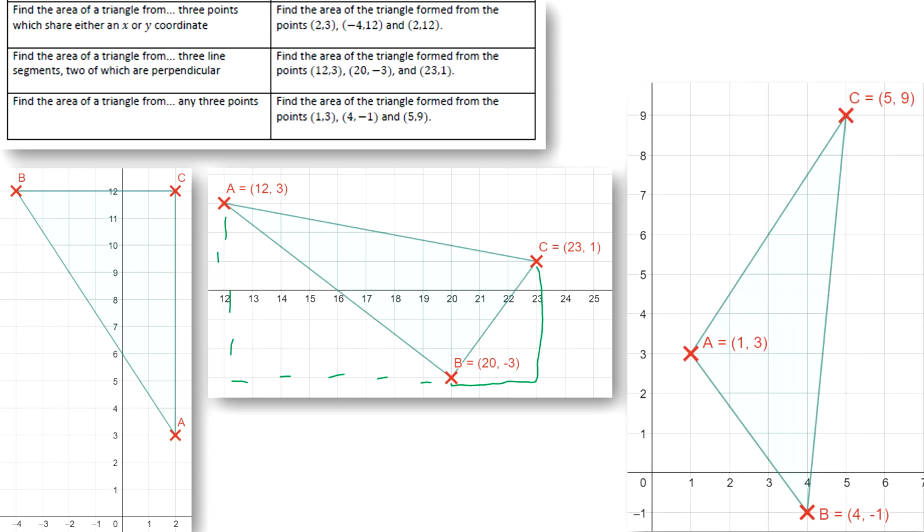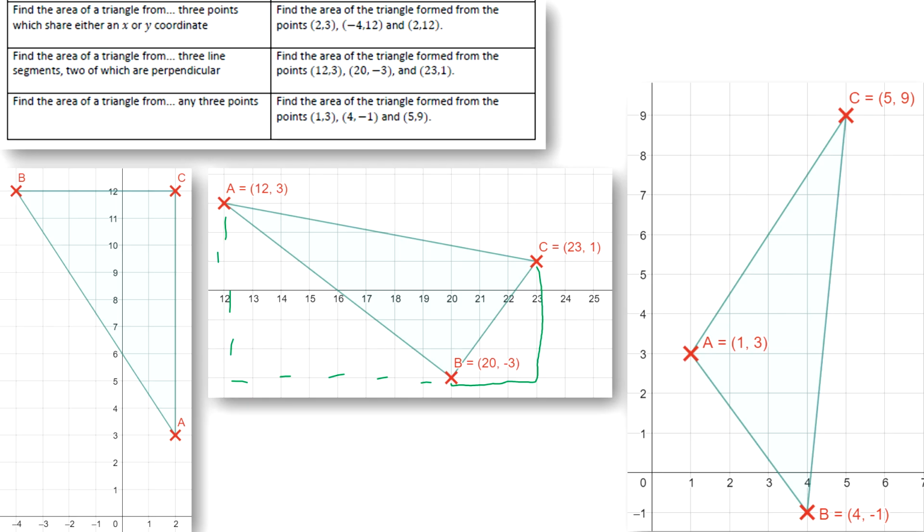This last one is the messiest of all. You might think that AC and AB are perpendicular. You could do a quick check. You could find the gradient of each of them. And if they really are negative reciprocals, if one is both the negative and the reciprocal of the other one, then you would know they are perpendicular.